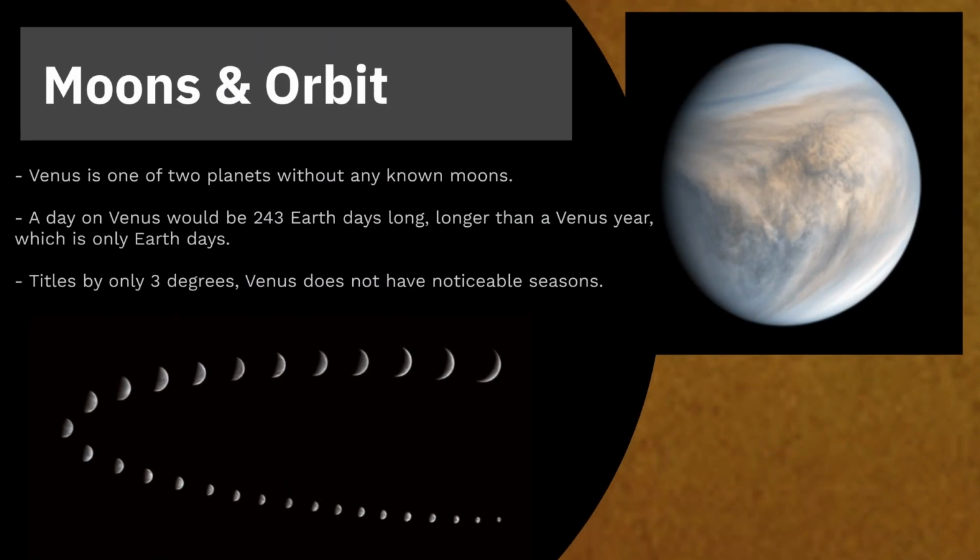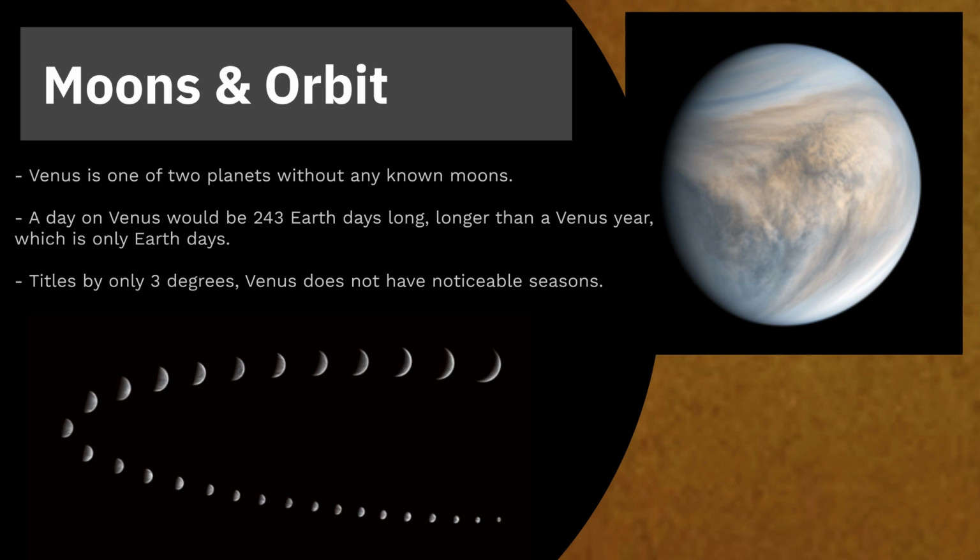Its moons and orbit. Venus has no known moons, which makes it quite unique in our solar system, as the only other planet without moons is Mercury. A day on Venus would be 243 Earth days long, which is even longer than a Venus year, which only takes about 225 Earth days. Venus is only tilted 3 degrees, which is too little to produce noticeable seasons.